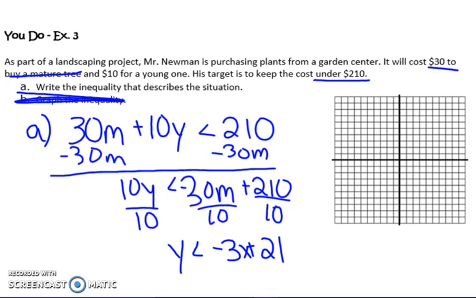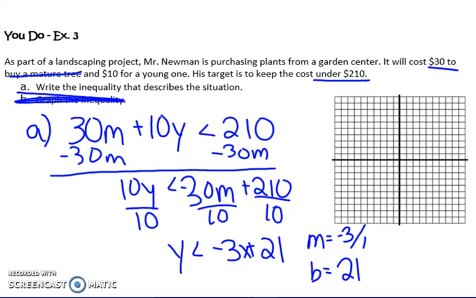Now, if we were to graph this, we would use a slope of negative 3, which we could also say is negative 3 over 1, and a y-intercept of 21. But obviously, looking at this graph, we don't have a y-intercept of 21. So for this graph, you're excused from it, and you don't have to graph it.